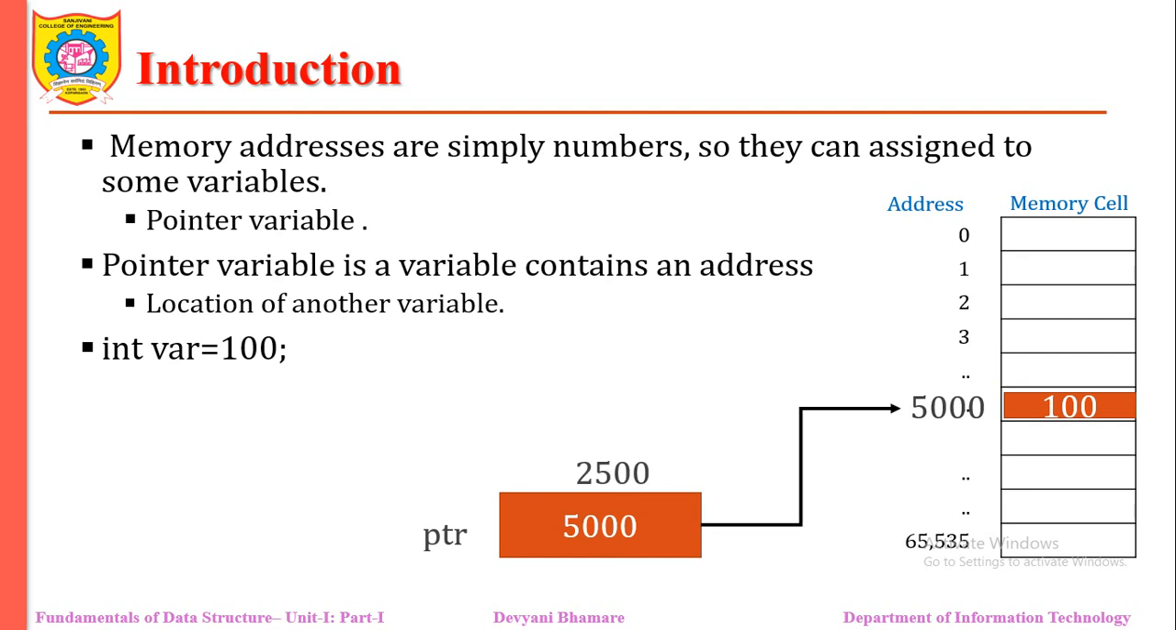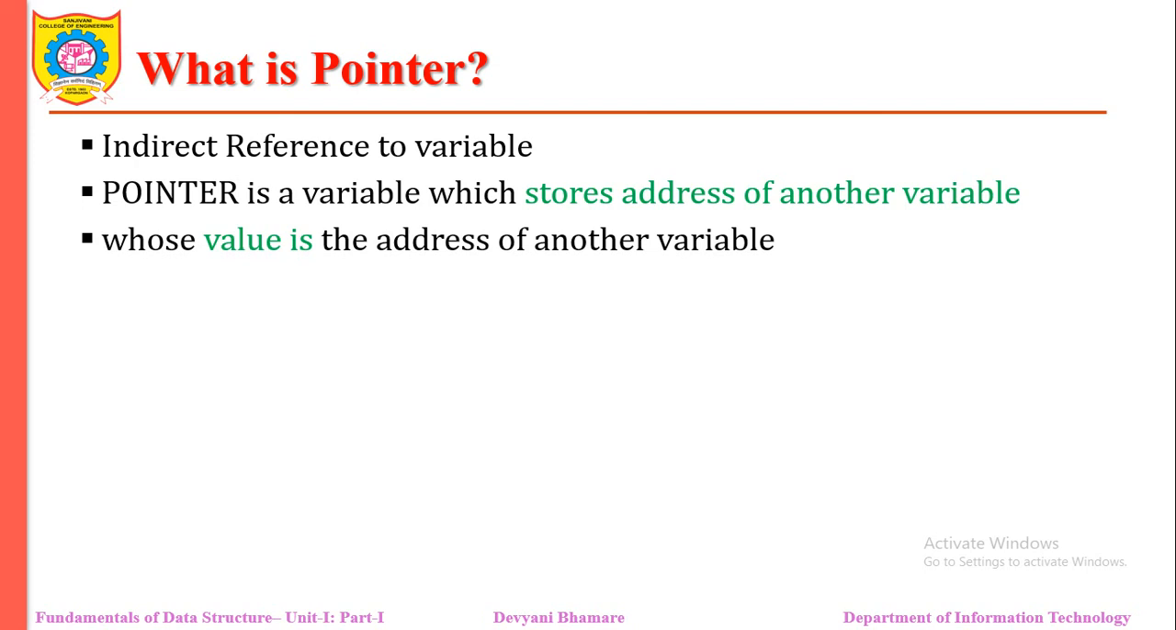That pointer itself is stored in some other location. So what is a pointer? A pointer is nothing but an indirect reference to a variable. A pointer is a variable whose value is the address of another variable. Pointer is a derived data type in C. It is built from one of the basic data types available in C. Pointers contain memory addresses as their values.